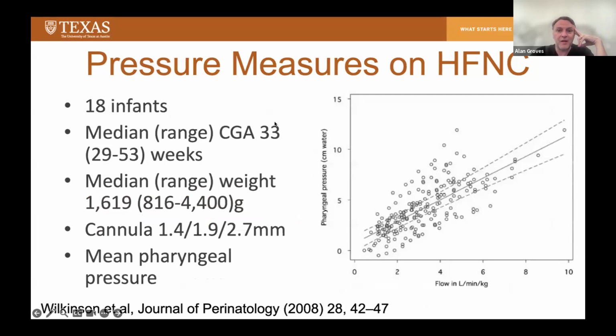I promise I haven't cherry-picked this study to try and make my point, so I'm going to show you a few more studies that had similar methodology. Here's Wilkinson et al., one of the first studies that looked at this 15 years ago. Similar size of babies, 33 weeks, 1.6 kilo babies. Now here they've looked at mean pharyngeal pressure, not end expiratory pharyngeal pressure. So we can probably add a 0.5 or a 1 to that. But again, here are babies with flow in 2 liters per minute. And some babies have no PEEP at all. And again, some babies' PEEPs are up to as much as 6 and every number in between.